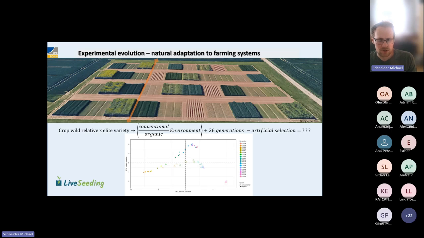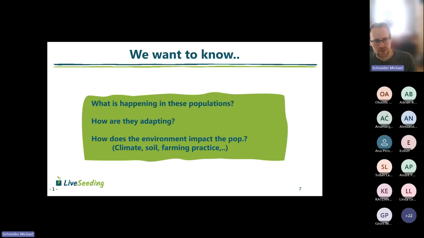Right. So a similar question as we had, we wanted to know, and the breeder also wants to know, and ultimately the farmer, what is different to the previous generation and how we can adapt. So this summarizes here these questions. What is happening in these populations? How are they adapting? What impact does the environment have on this population? And with environment, I'm talking about the climate, the soil, also the farming practice, and in terms of a breeder, also the selection, the artificial selection that is performed.